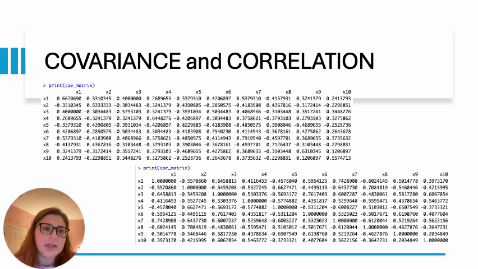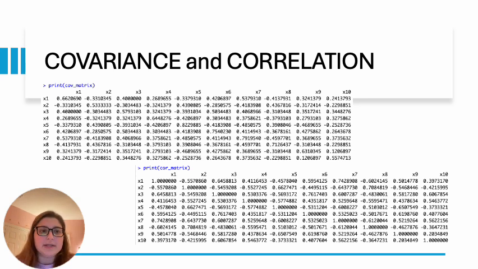So here we're going to be looking at correlation and covariance. Firstly, with covariance, we have a covariance matrix of the data. The covariance measures the direction of the linear relationship between the two variables. A covariance matrix like this can be used to examine the pairwise covariances between the variables.